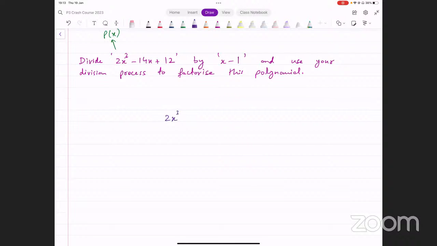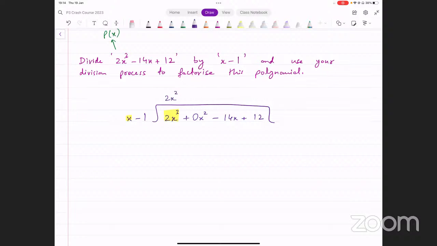Now, before we actually do this, you have to be a bit careful before writing this. One of these terms is missing, right? The x squared term is missing. So you are going to be writing it like this. Let's say this is 2x cubed plus 0x squared minus 14x plus 12. That's the polynomial that you've got. You need to divide it by x minus 1. How do you start the division process? What do you multiply x by to get 2x cubed? You multiply it by 2x squared.